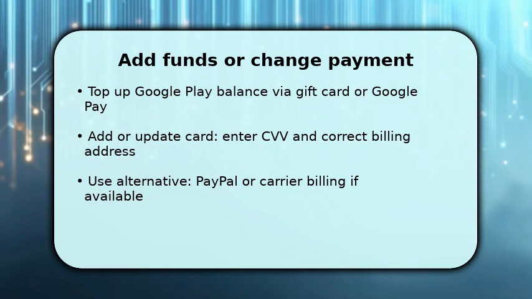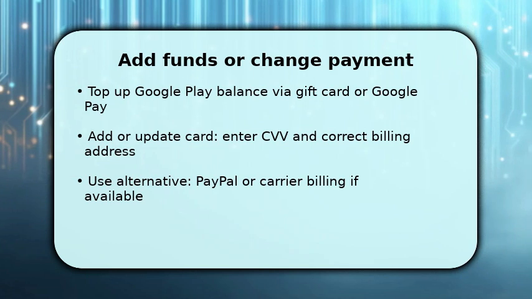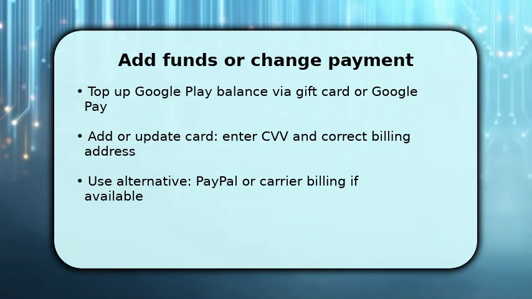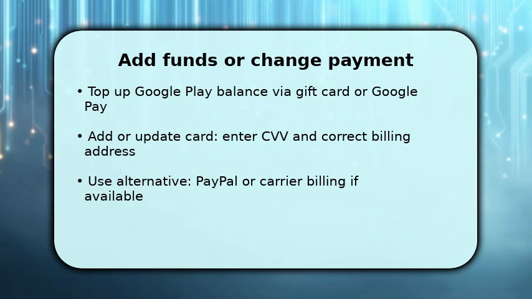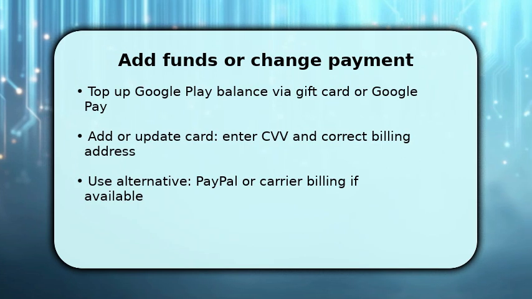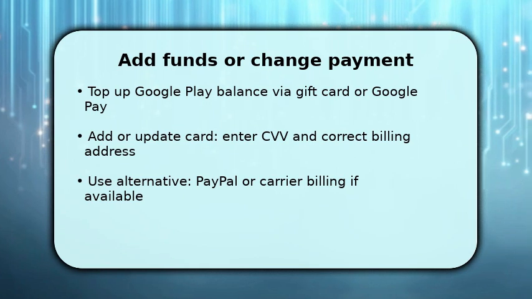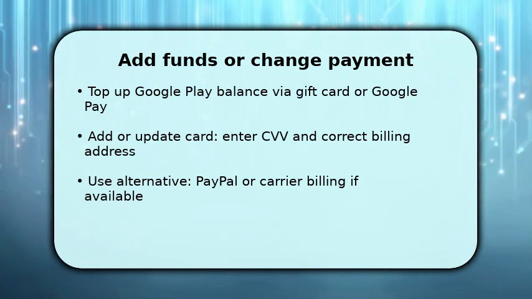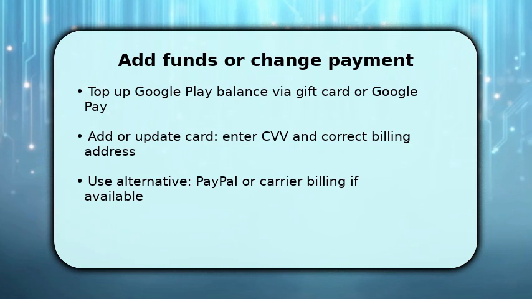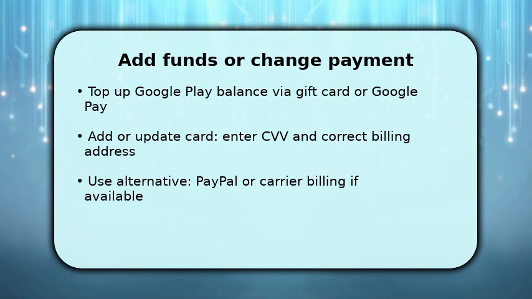Now add funds or switch method. Redeem a Google Play gift card or add money to Google Pay so your purchase can clear immediately. If you prefer a card, add it and enter CVV plus exact billing address. Banks block mismatched details. Alternatively, choose PayPal or carrier billing if offered. These bypass a low Play balance. Make sure to reselect the newly added payment method at checkout so the store uses the correct source.